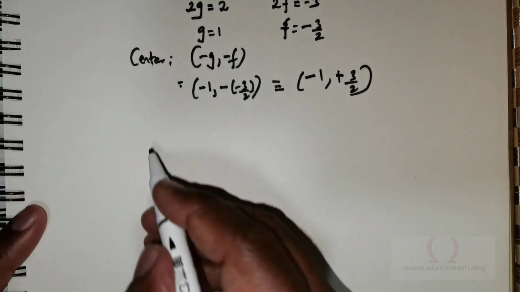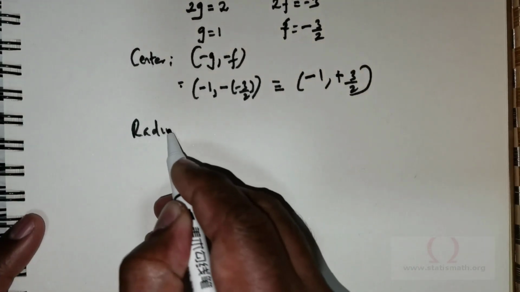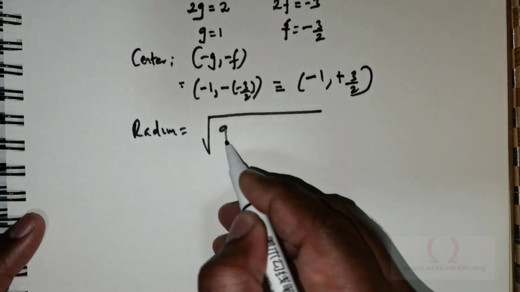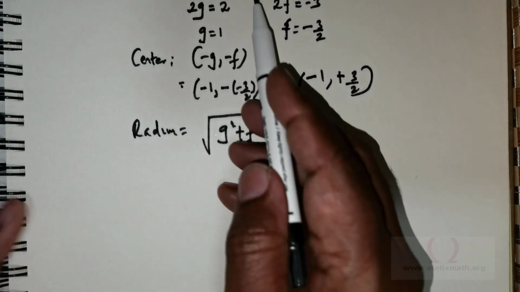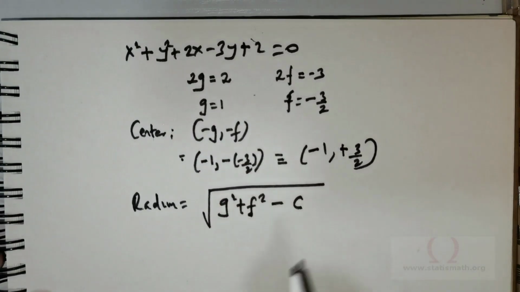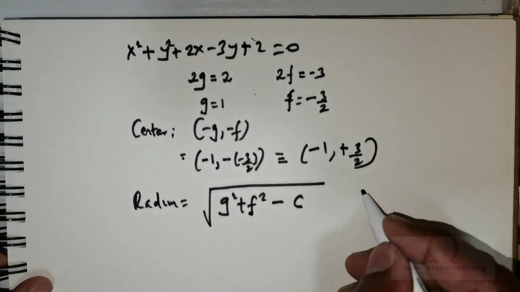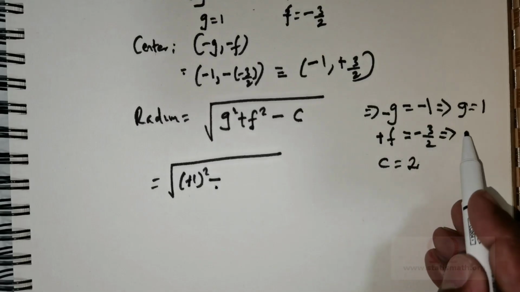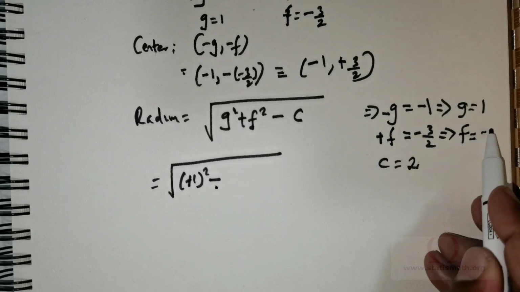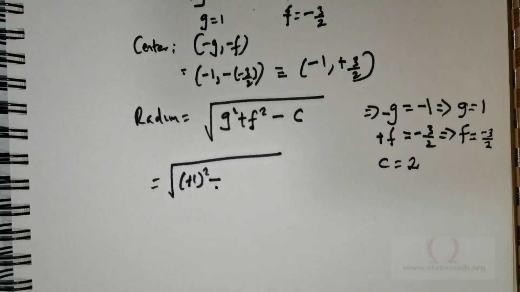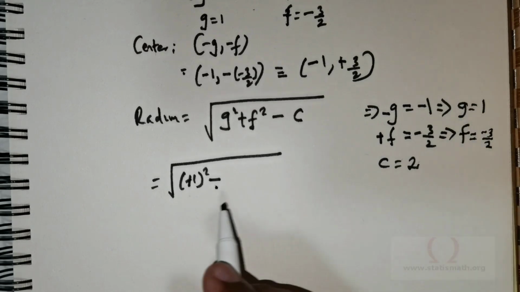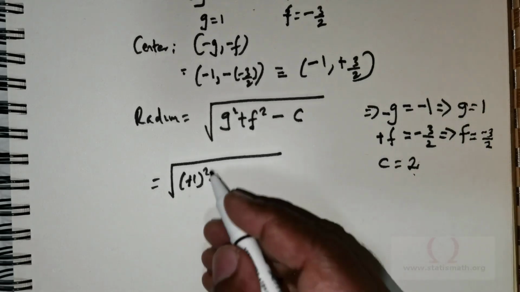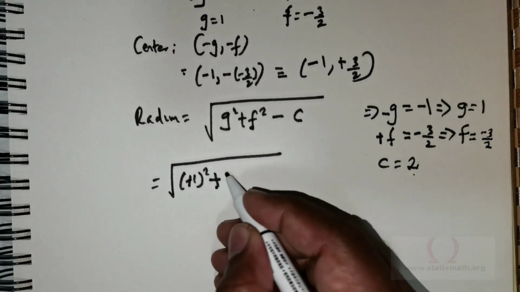Now to find the radius, we have a formula which is √(g² + f² − c). Now my c is going to be 2 here, okay? So f = −3/2. So that would mean substituting the value of f. Now clearly we know g = 1, f = −3/2, and c = 2. So we will substitute these values here.